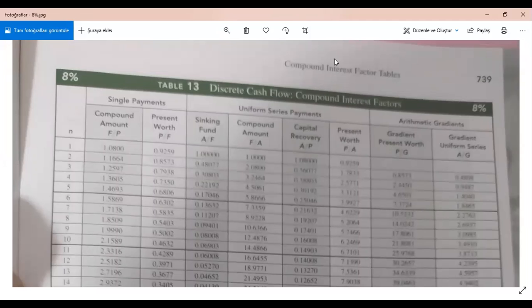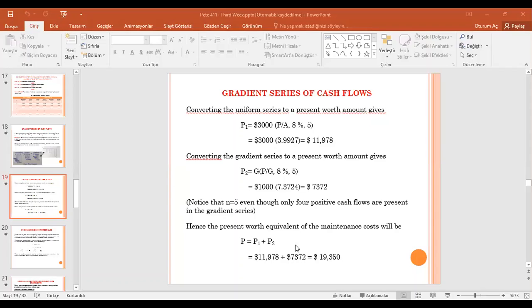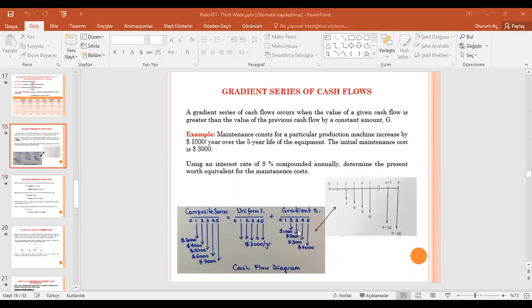So let's close here and open this. So what will happen? 7.37 something. In here, I have to multiply with the gradient. This is the constant amount of increase every year, $1,000. And now I found that $7,372 is coming from my gradient series.